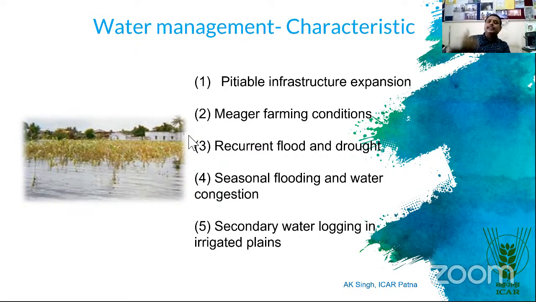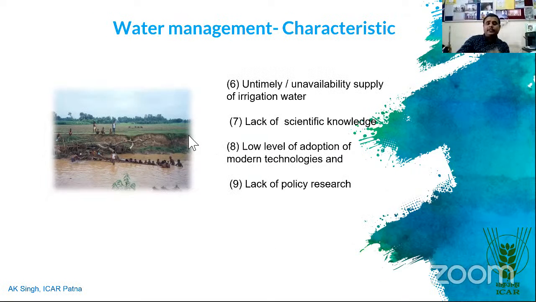eastern region, northeast region, and this is a recurrent phenomenon everywhere due to the impact of climate change. Seasonal flooding and water congestion is now a common phenomenon. Secondary waterlogging in irrigated beds, especially in the canal fed areas, as I told. There are a few more findings also: untimely and unavailable supply of irrigation water, lack of scientific knowledge, low level of adoption of modern technology, and lack of policy research is hampering the improvement of water productivity.